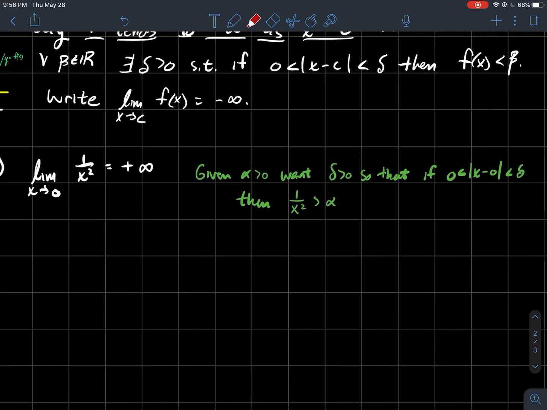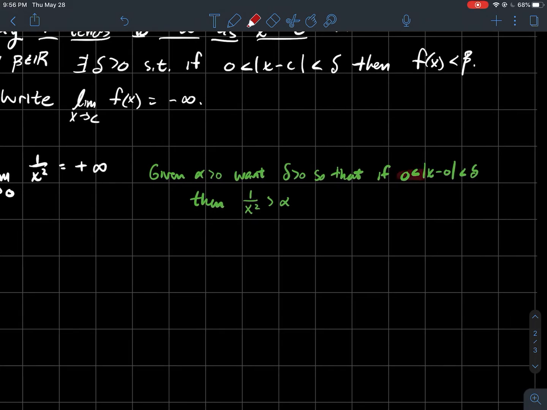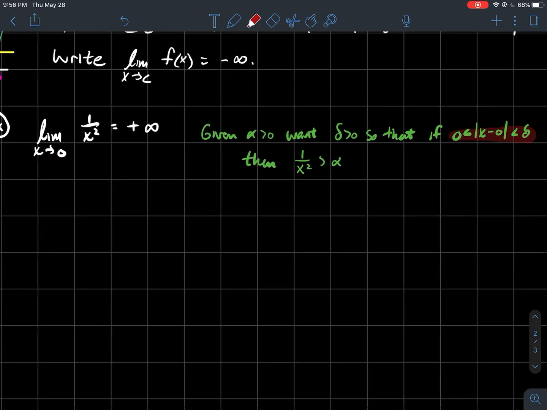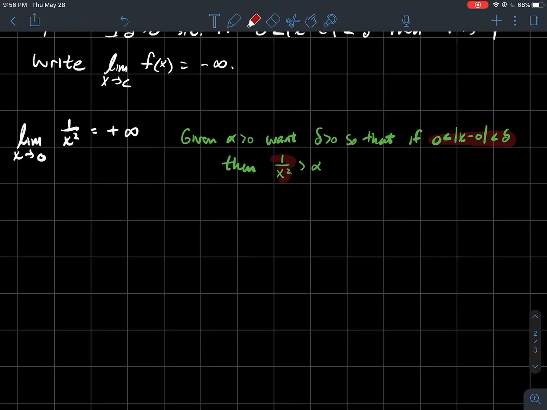But what do we want though? I want to find some delta that's positive so that if x is within delta of 0, right, 0 is like my c, then I want 1 over x squared, my function, to be larger than alpha. And so what we'll do is, it's kind of like the epsilon proofs we're maybe used to at this point. We'll start here and we'll try to work backwards to get some relationship between delta and alpha.